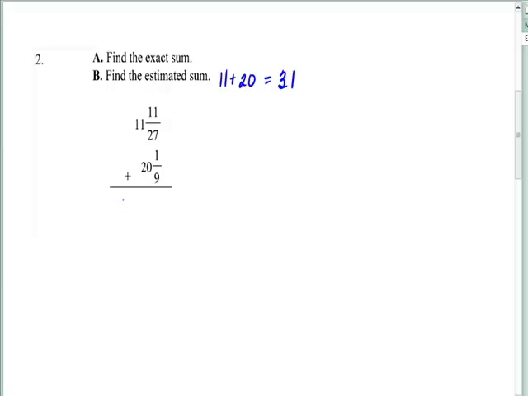Now I'm going to do exact, and I'm going to do it twice. I'm going to do it the first time, leaving them mixed, and then I'm going to do it changing them to improper. And it will be your choice which way you want to do it. There are pluses and minuses to both of them. All right. If you're going to leave them as mixed numbers, you still have to think about a common denominator, which is 27. So this is 11 and some 27ths. We're going to add to it 20 and some 27ths.